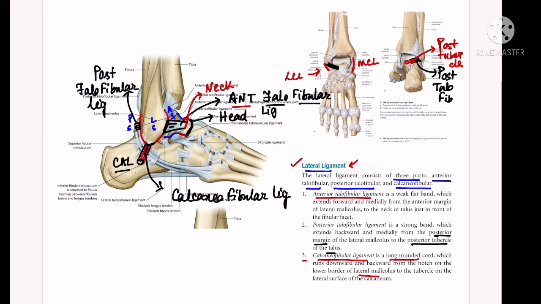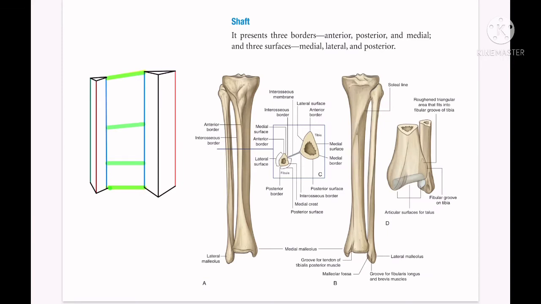The name is after the two bones with which it is attached. So calcaneofibular ligament attaches the lateral surface of calcaneus with the lower end of the fibula. You know that fibula presents three borders, anterior, posterior and medial, and three surfaces in between the three borders. The borders of fibula are very twisted and they are very difficult to point out in a bone. So to focus too much on the borders will be a waste of time.